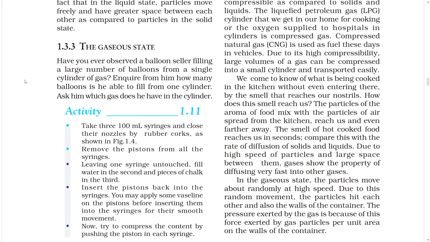Due to this random movement, the particles hit each other and also the walls of the container. The pressure exerted by the gas is because of this force exerted by gas particles per unit area on the walls of the container.